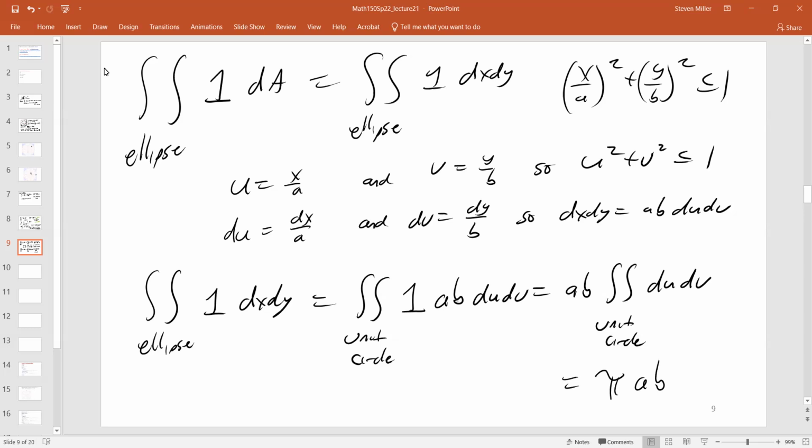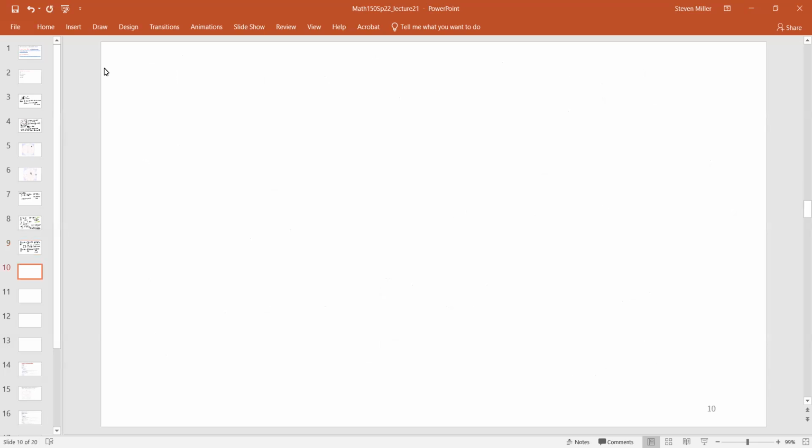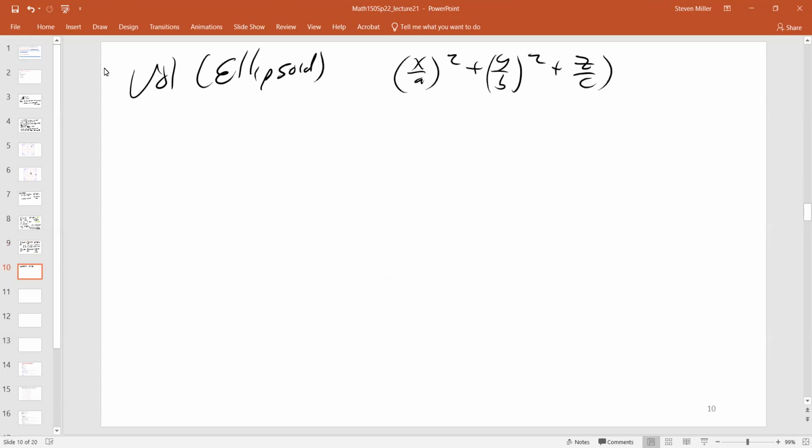And so this is a really nice change of variables rule. If I gave you an ellipsoid, so I had x over a squared plus y over b squared plus z over c squared, what would its volume be? So, volume of an ellipsoid. Anybody want to conjecture what this should be without even doing all the calculation? Yes. 4/3 pi abc. Yep. Okay. Any questions about this?